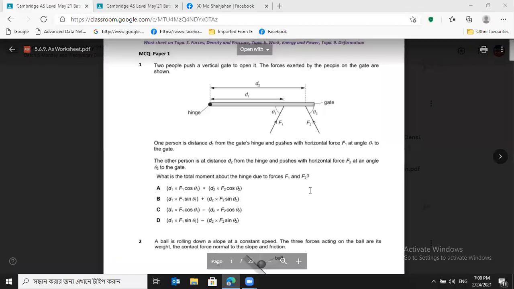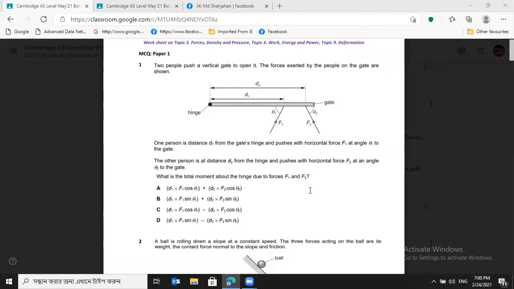Forces exerted by people on the gates are shown. One person is distance d1 from the gate's hinge and pushes with horizontal force F1 at angle theta1 to the gate. The other person is at distance d2 from the hinge and pushes with horizontal force F2 at an angle theta2 to the gate. What is the total moment about the hinge due to forces F1 and F2?